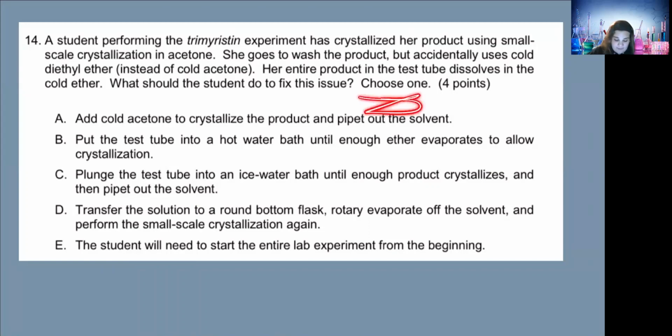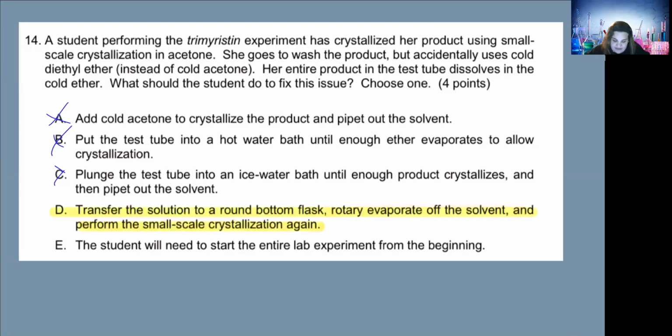They're telling us just to choose one. So A, add cold acetone. No, that's bad. B, put the test tube in a hot water bath until the ether evaporates to allow crystallization. I don't like that. C, plunge the test tube into an ice water bath until enough product crystallizes and then pipette out the solution. It's not going to crystallize, because the diethyl ether has dissolved it. We've got to get rid of the diethyl ether. D, transfer the solution to a round bottom flask, rotary evaporate off the solvent, and perform small scale crystallization again. Yes, that is perfect. D is the answer we want to go with.